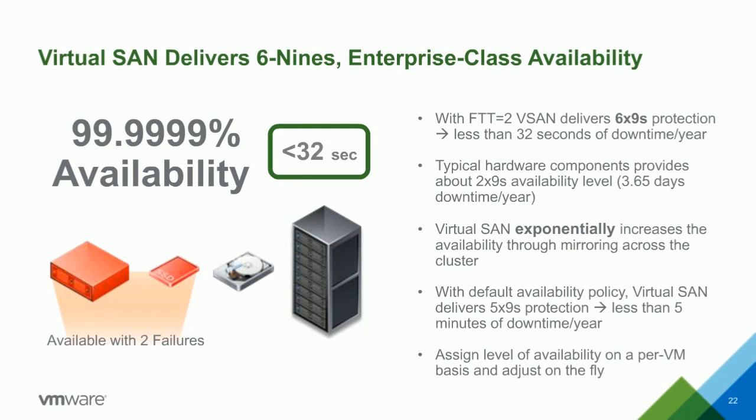Now, with that being said, as we expand, as we add more components to our cluster, as we add more nodes, as we add additional capacity, with a failure to tolerate of 2, we do support, I'll say, 6 nines availability. All right, traditional or typical hardware components really give us just a couple nines, right? So 3.65 days of downtime per year. Now, if we have a failure to tolerate policy of 1, then we do say we have a 5.9 protection, so less than 5 minutes downtime per year.